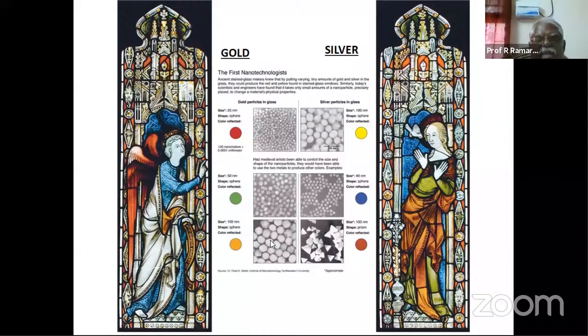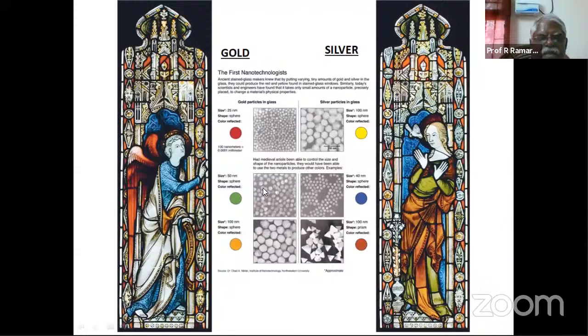But if you grow more than 100 nanometer, like 1,000 nanometer, then the material acquires bulk material property. But what I say is, with less than 100 nanometer, you can produce all different colors. That's what I want to say.